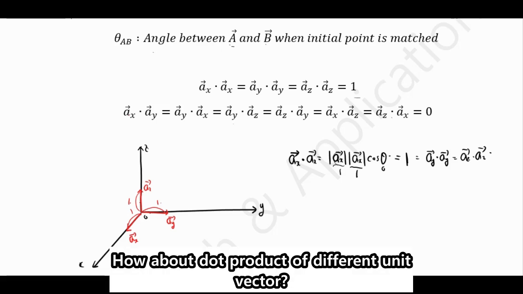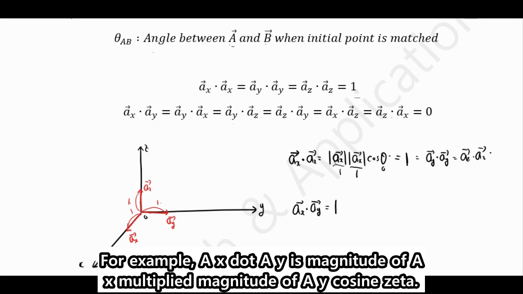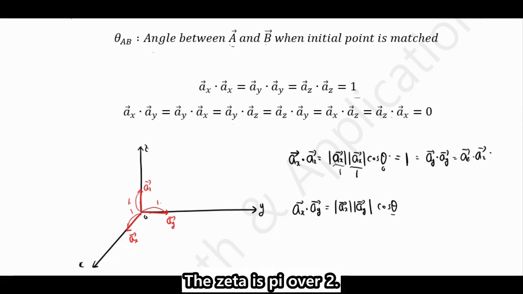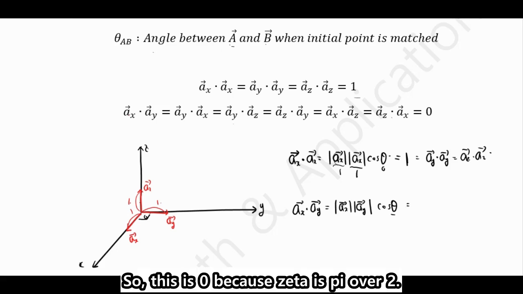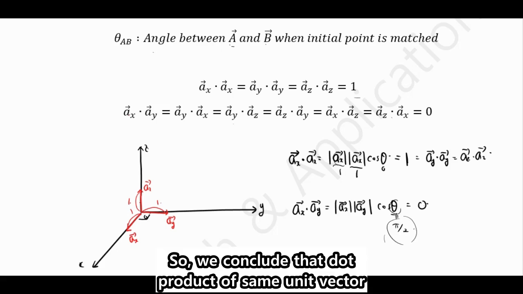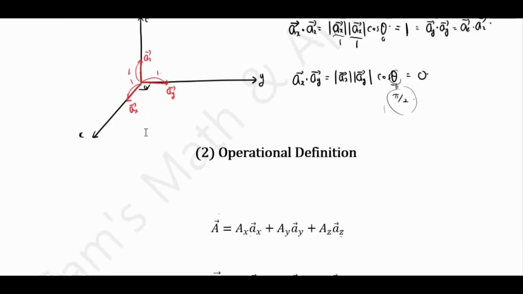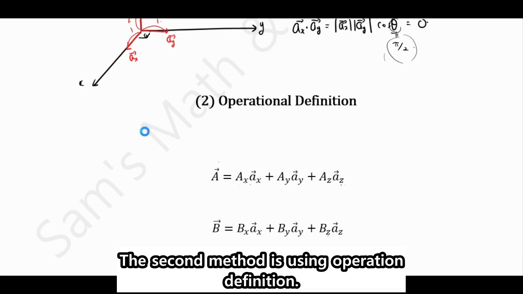How about the dot product of different unit vectors? For example, AX dot AY is the magnitude of AX multiplied by the magnitude of AY times cosine theta. The theta is pi over 2, so this is 0. So we conclude that the dot product of the same unit vector is 1 and the dot product of different unit vectors is 0.